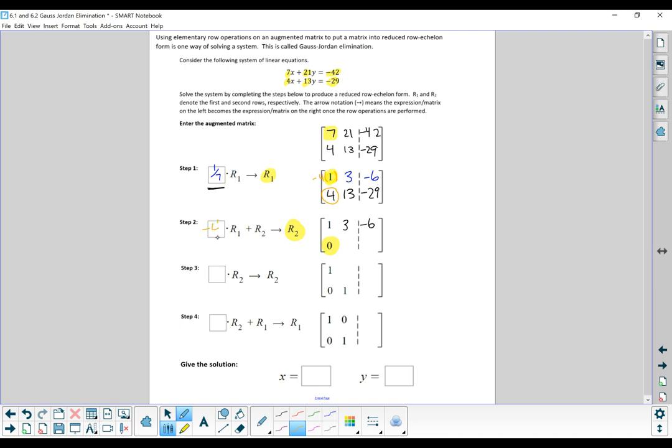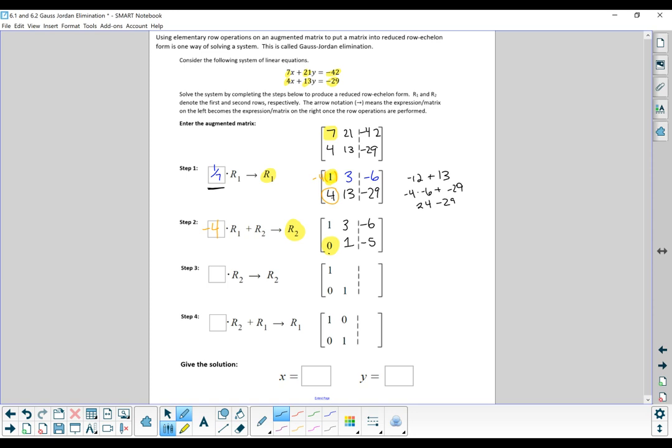So this is going to be timesing by negative 4. Okay, so we need to do that for every column. So negative 4 times 1 plus 4 is 0. That one's already filled in. Negative 4 times 3 gives me negative 12, and then I'm adding row 2, so that's adding 13. So that's a 1. And then negative 4 times negative 6, and we're adding negative 29. So that's positive 24 minus 29. So that's negative 5.